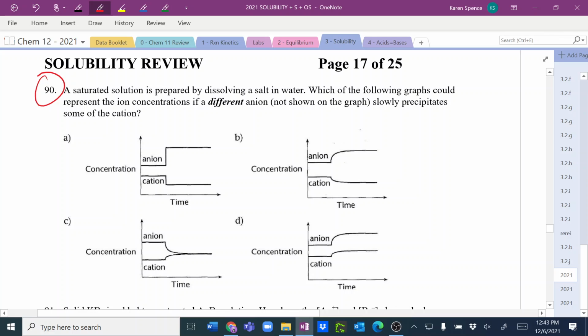So I'm just going to have my salt AB, A plus, B minus, and I'm going to add a different anion. I'm going to call it X, okay? And X slowly precipitates with A. So what's going to happen to your concentration of A? It's going to go down.